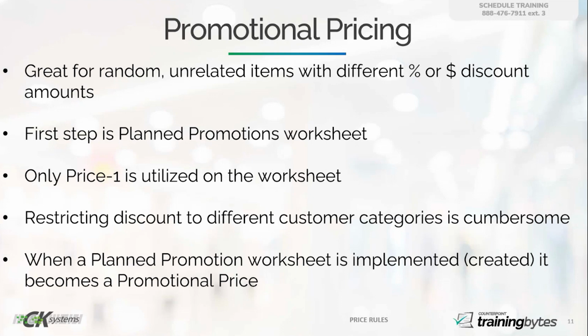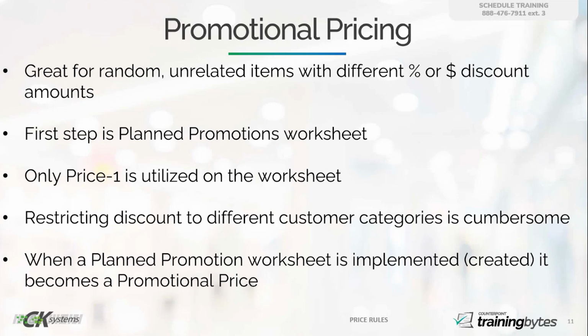To do a promotional price, you first start with a worksheet, and the worksheet is called Planned Promotions. And you'll notice when we're in the worksheet, only price one is utilized. Well, regular prices too, but price one. So if you use price levels like 2, 3, 4, 5, 6, you will not see those on the worksheet. If you want the price rule to apply to certain customer segments, promotional pricing is kind of cumbersome for that. When a planned promotion worksheet is implemented, Counterpoint calls it created, it then becomes a promotional price.